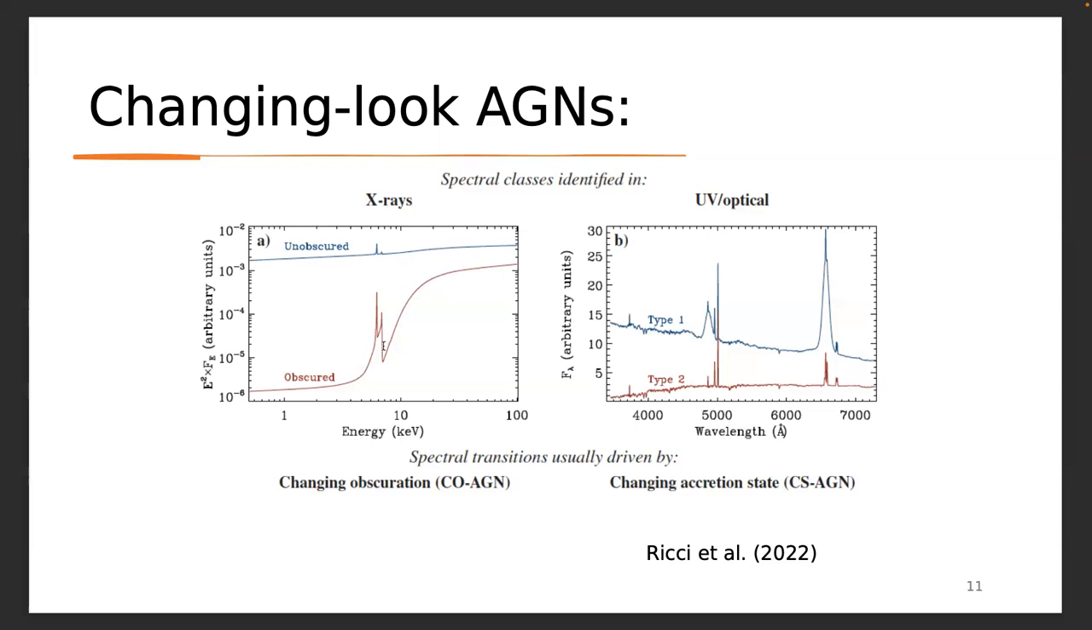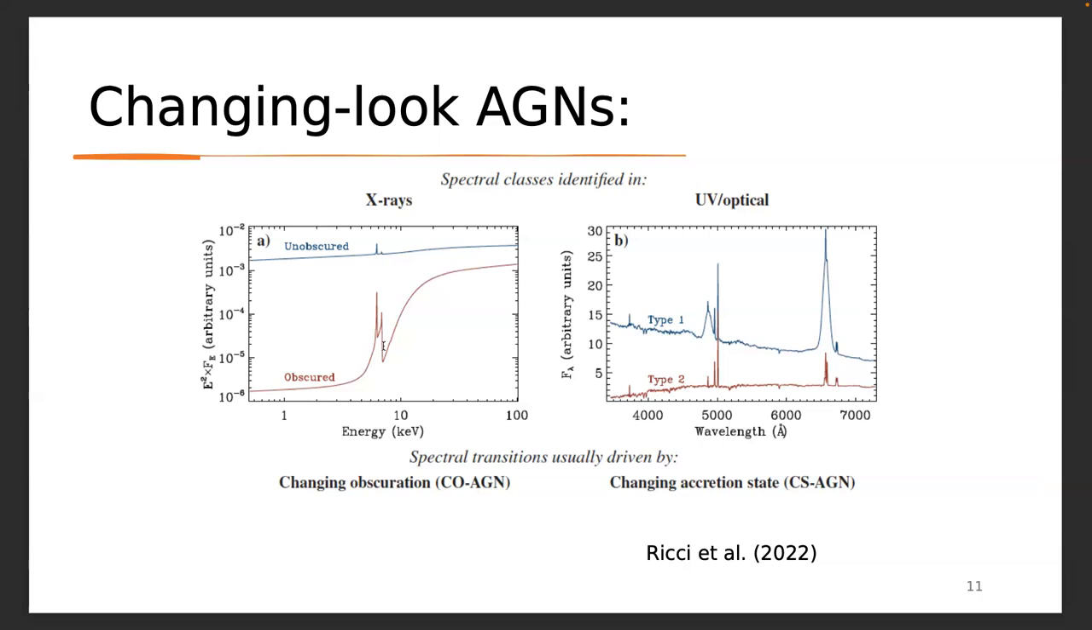And if there is obscuration, when you're doing the spectral analysis, you'll get a huge column density of the order of 10 to the power 24 per centimeter square, or 10 to the power 25 sometimes. And usually for normal AGNs, we see this column density of the order of 10 to the power 21 or 20 at least. So this is what happens for the unobscured and obscured parts of the spectra of the AGNs.